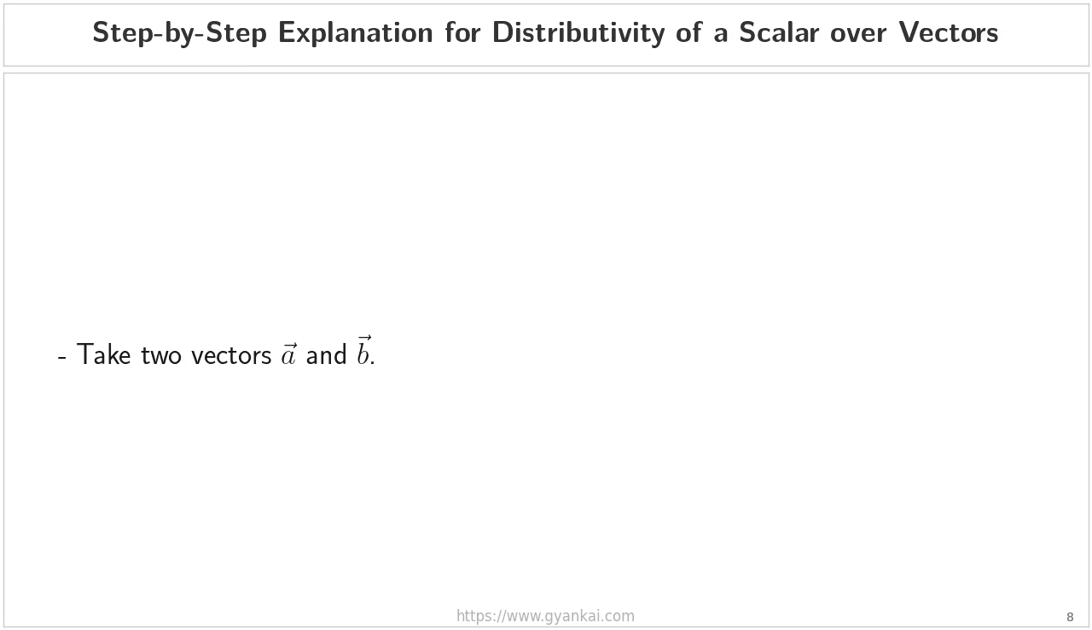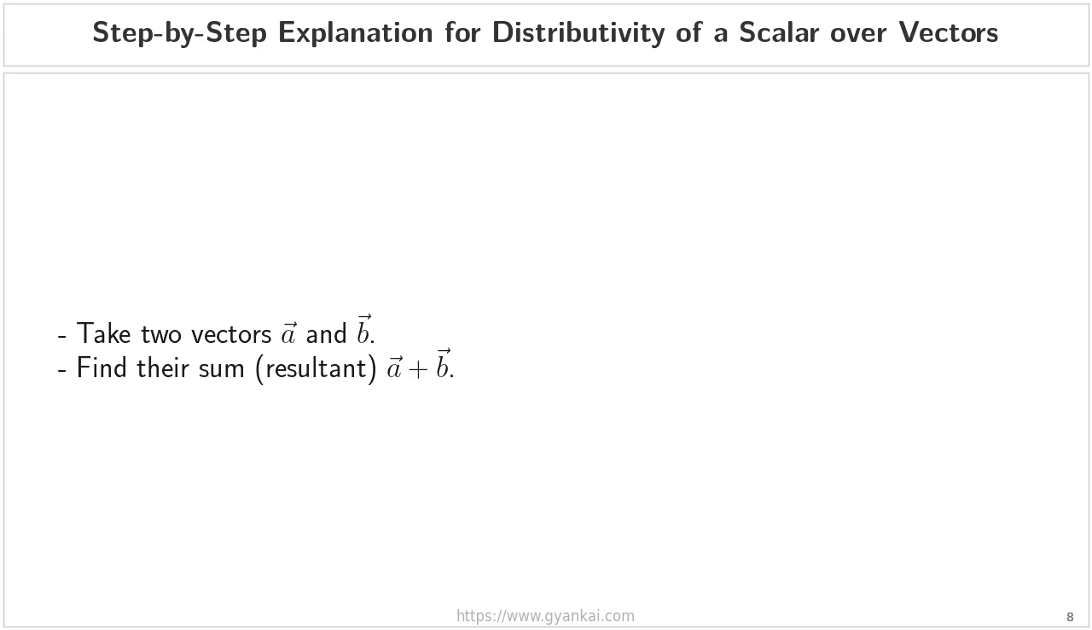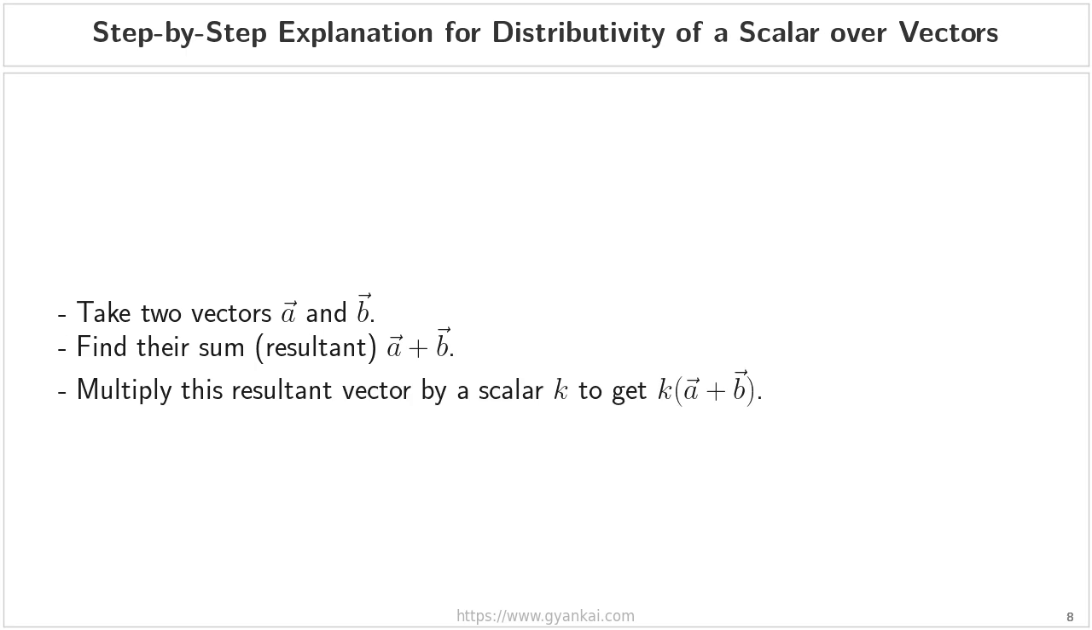First, let's start with 2 distinct vectors, which we will call vector A and vector B. The first way to approach this is to find their sum, or what we call the resultant vector, which is vector A plus vector B. Once we have this single resultant vector, we can multiply it by a scalar. Let's call it k. This gives us the expression k times the quantity vector A plus vector B.